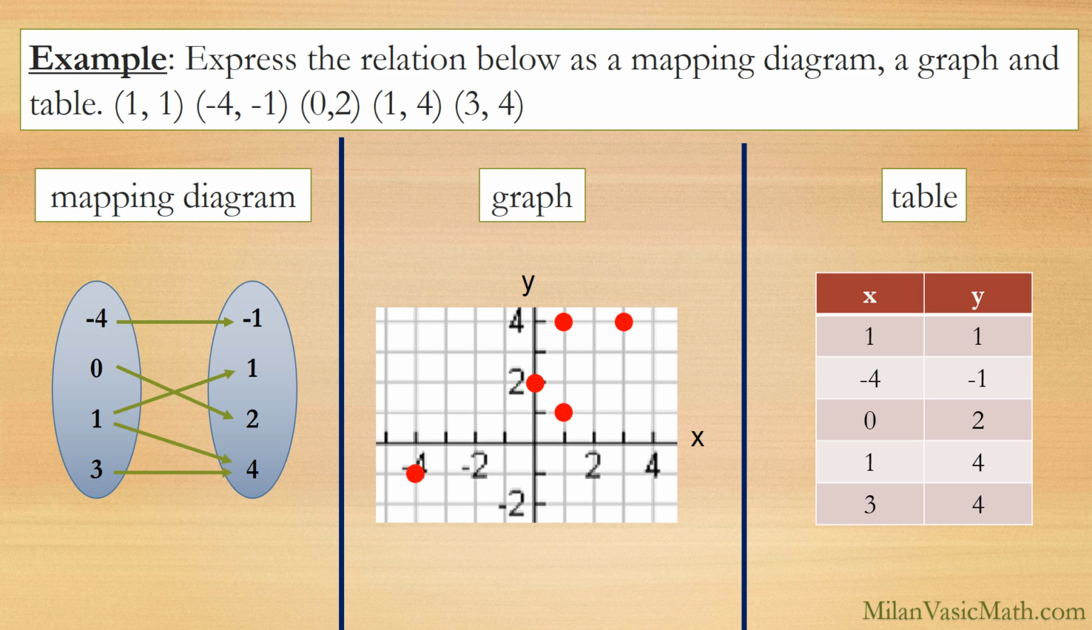It is not a function because, one, it fails the vertical line test, which you would see over here, and the input 1 has 2 different outputs.